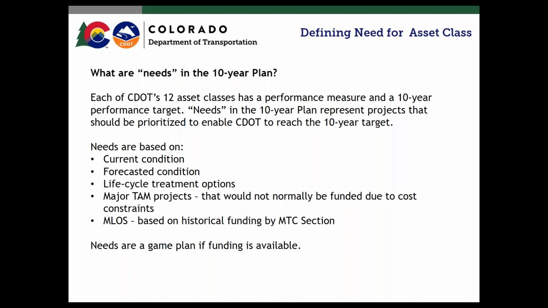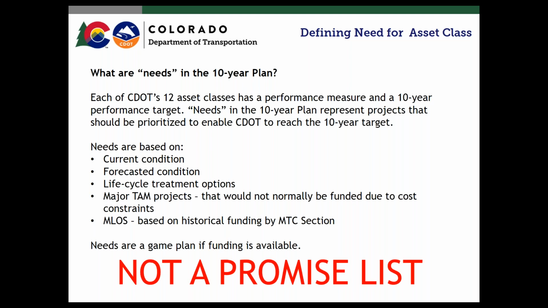Now, at the bottom here I have: needs are a game plan, not a promise list. When we're looking at a 10-year plan and we start to list these things down, this has probably been the biggest key point, not externally, but internally: nobody is getting promised or told that there's an earmark that these things are going to be funded. As I get into future slides, I'll explain that a little better.